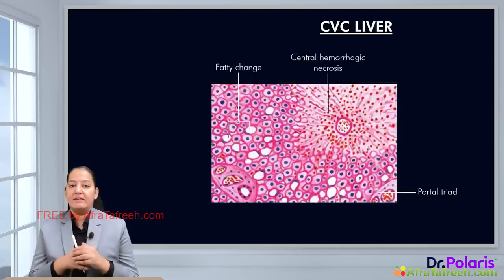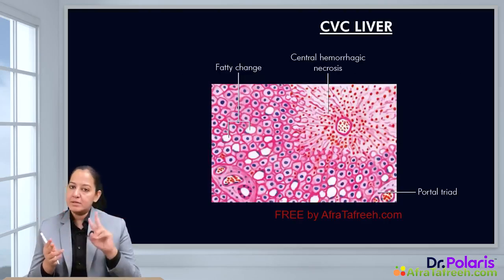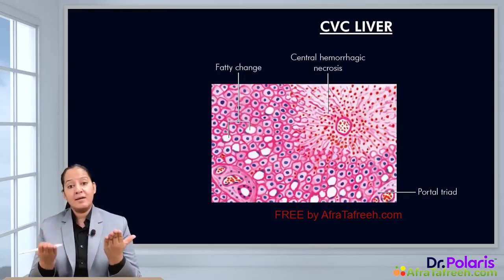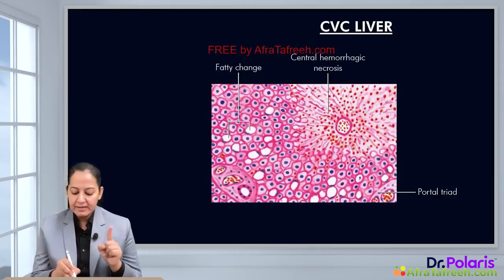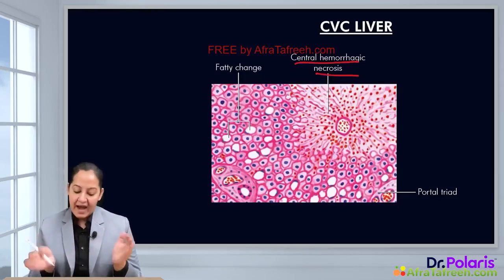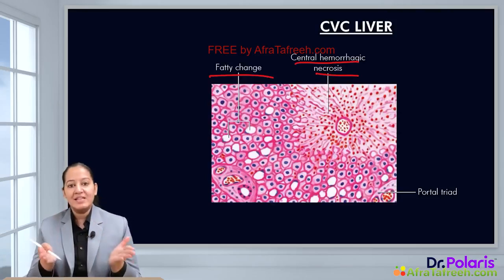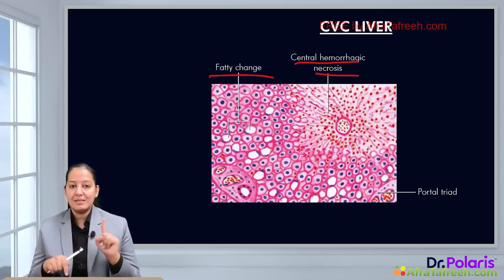The next is CVC liver. In CVC liver, we understood the nutmeg appearance. In nutmeg appearance, two things are there: the red areas and the yellow areas, an alternate mottled appearance, alternate red and yellow. The red area is due to central hemorrhagic necrosis, and the yellow area is due to fatty change. So alternate red and yellow leads to the nutmeg appearance that you can appreciate in CVC liver.